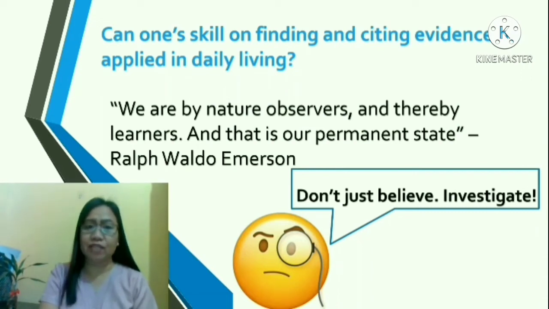During this cyber age, fake news appear like mushrooms after continued rains through the social media. If we don't consider finding evidence, we get to believe easily in what we see, hear, or read. And of course, that affects our daily living. Therefore, let us be like a police detective. We must investigate and find evidence or proof to an idea. Don't just believe, investigate.